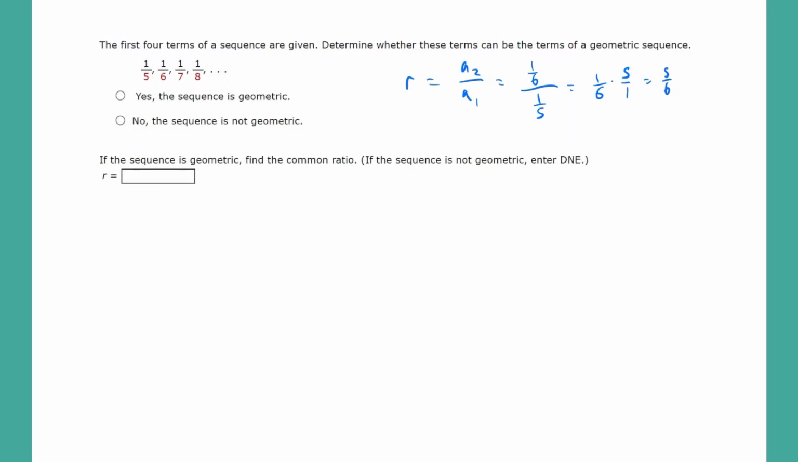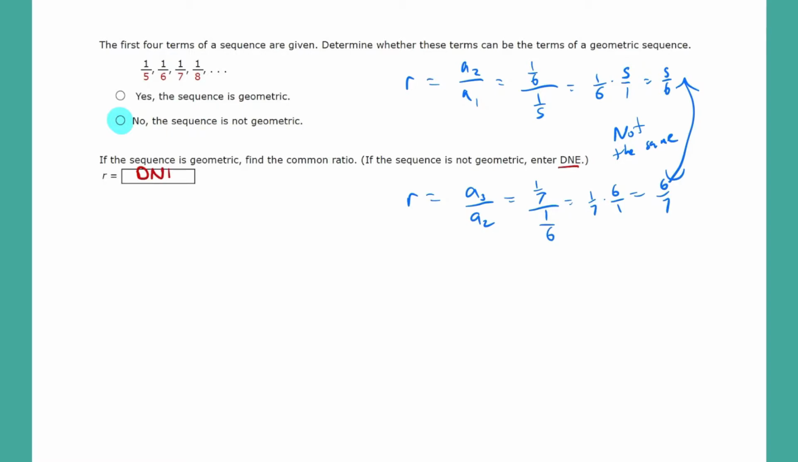But let's test it with the second and the third term. To confirm, you would have to do the third term divided by the second term. The third term would be 1/7. The second term is 1/6. If you multiply by the reciprocal, you will not get the same thing. You're going to get 7/6, which is not the same thing. Therefore, there is no common ratio. So this would definitely be a no to the geometric sequence. And we're supposed to enter D and E if it does not have one.